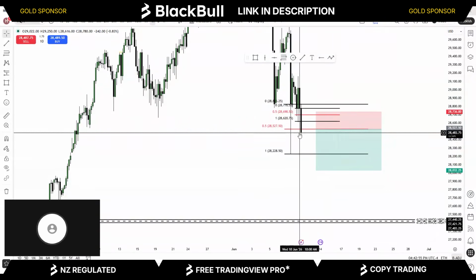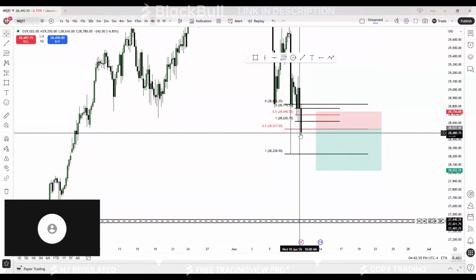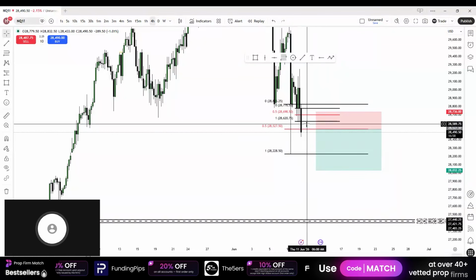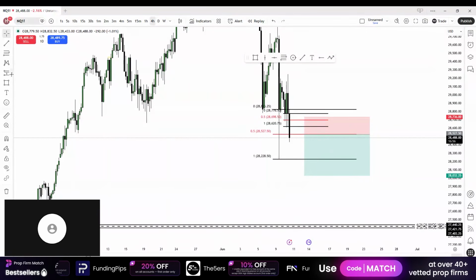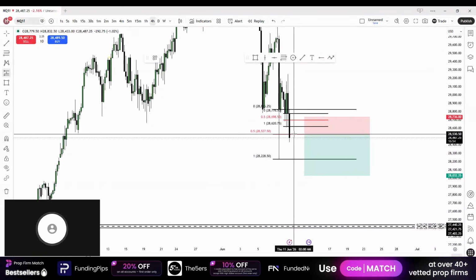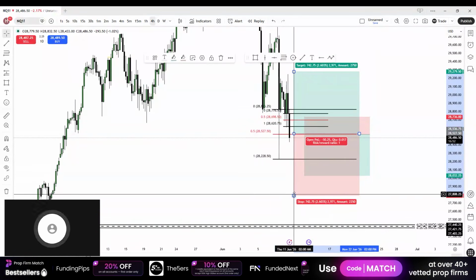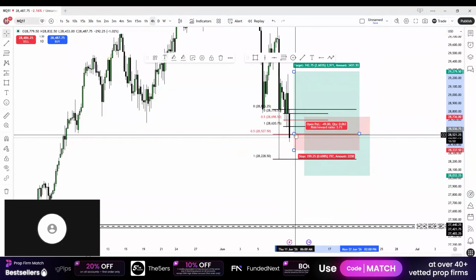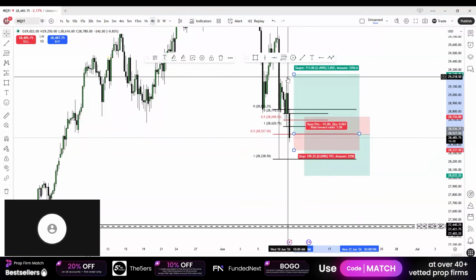That's only if this candle closes below 50%. If it closes above 50%, then we're going to do the opposite. We're going to use this. Stop loss will be around there, and then we'll target that high right there.